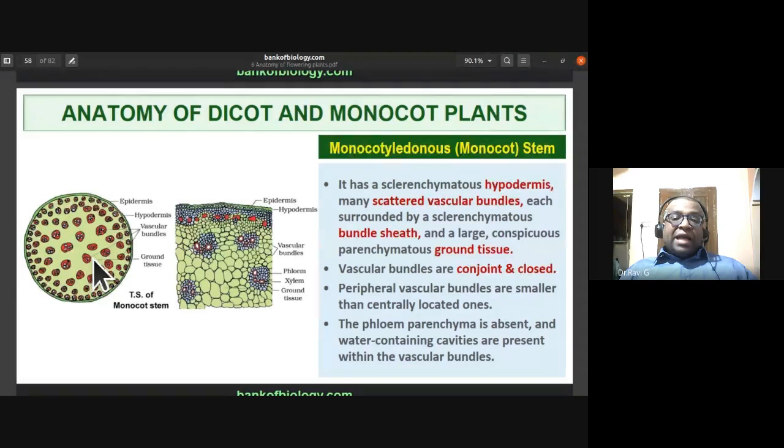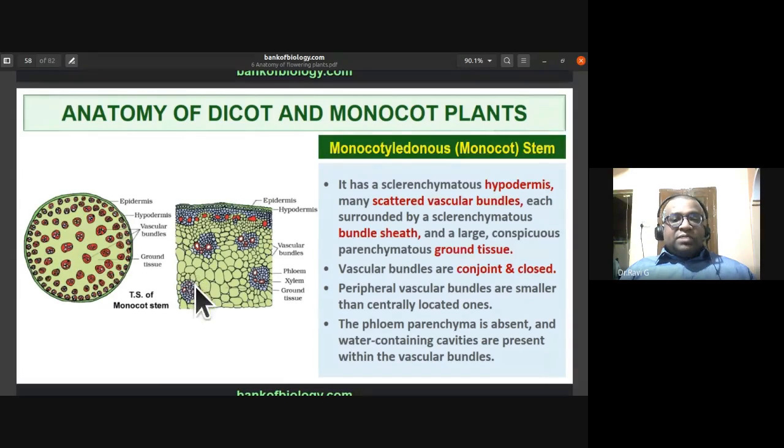Phloem parenchyma is absent, and you can notice water containing cavities here and there. Some of the protophloem gets crushed and they form these water containing cavities. Those water containing cavities are called lysigenous cavities, where water is stored. They have not given that name here. They are present in the vascular bundles. For me, I always recognize this permanent slide in the lab just by seeing this joker face, or the skull shaped face that you can see within the vascular bundles.